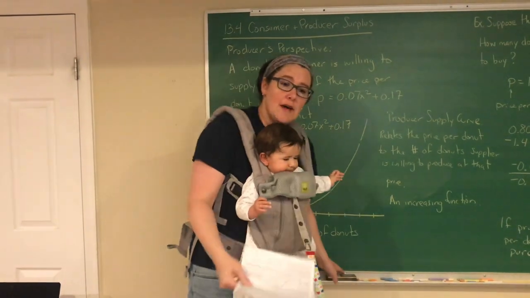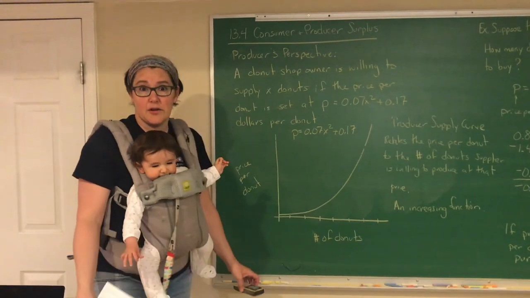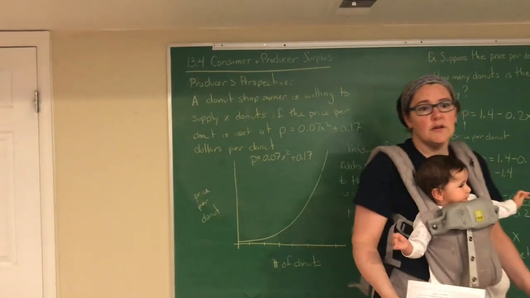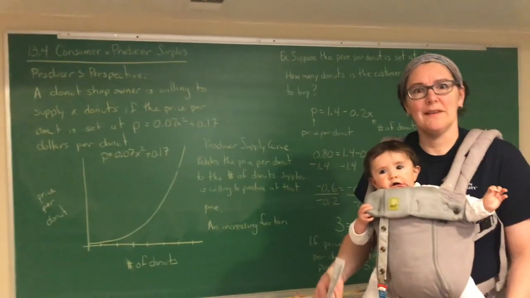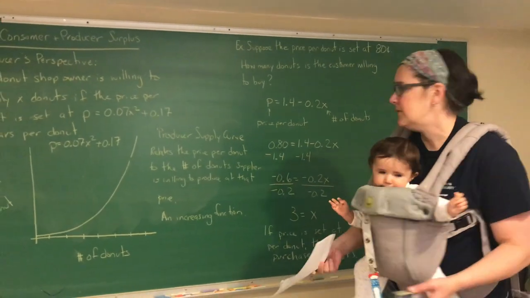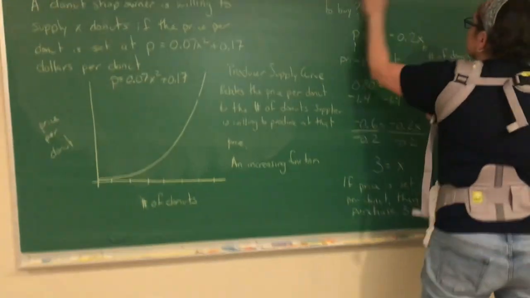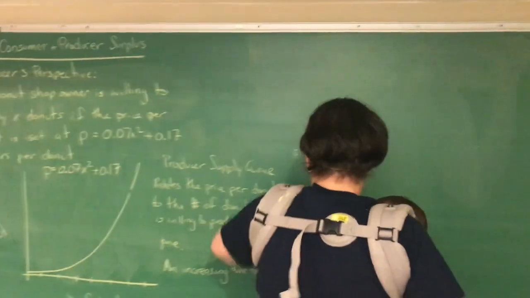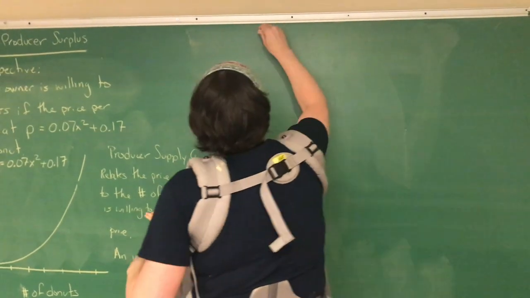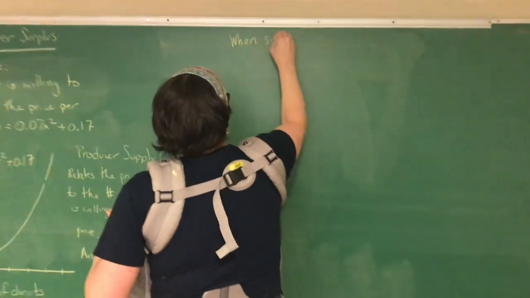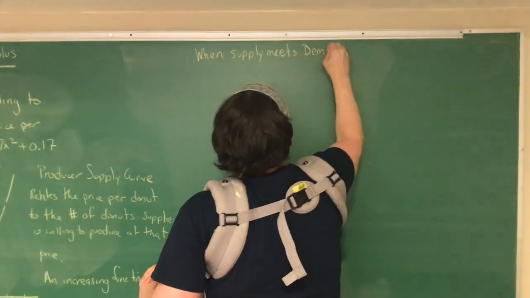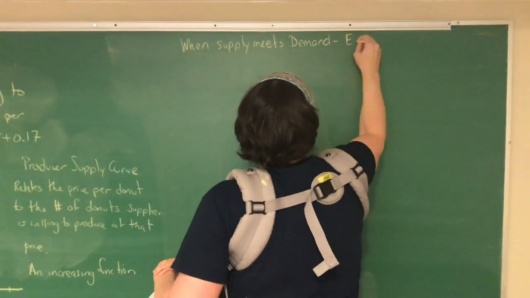Okay, so now we've talked about the producer supply curve and the consumer demand curve. And when we're talking about an economy, we want to know at what point does supply meet demand. So what we want to do is look at the intersection of these two graphs. So when supply meets demand, we have something called the equilibrium point.